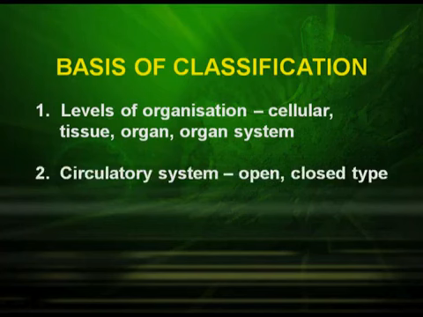Circulatory system is the next important basis of classification. It may be the open type and the closed type. In the open type, the blood is pumped from the heart directly into the tissues and cells. In the closed type, which is found in higher animals, they have blood vessels and the blood is circulated all throughout the body.